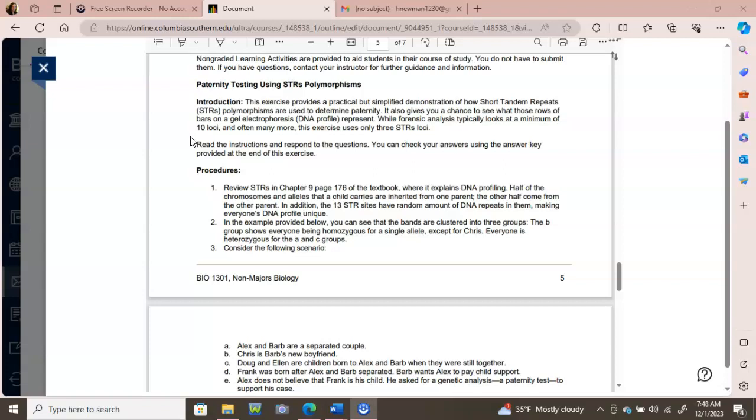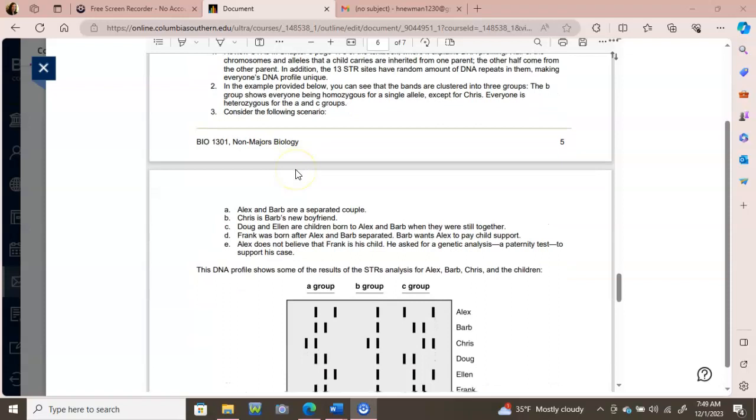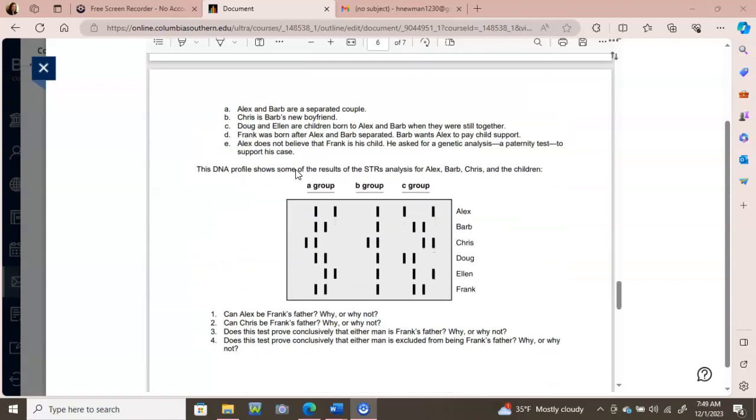These are just repeated sequences that you find within the human genome, and the number of repeats that an individual has is going to be unique for that individual. Typically, scientists will look at at least 10 of these repeat loci, but in this particular example, you're only going to be looking at 3 loci. So this is that A, B, and C group that you see in this example. This would be one locus here, here's your second locus, and then here's your third locus.